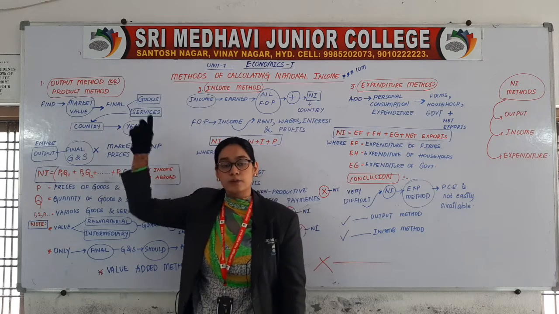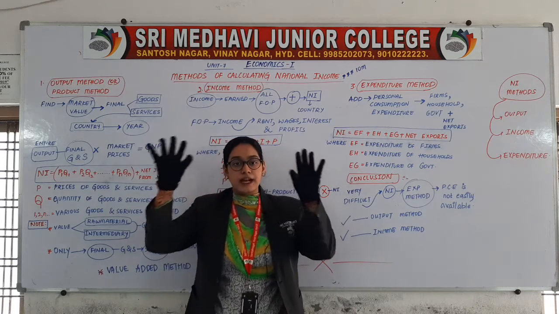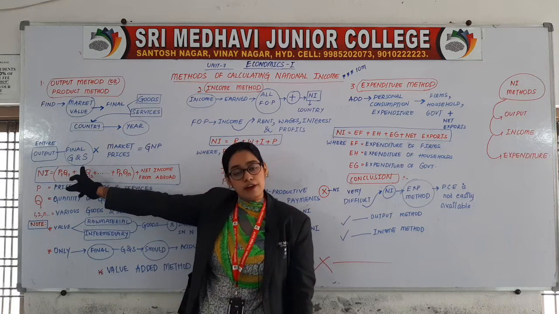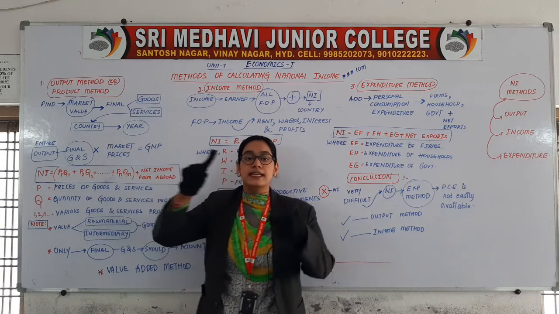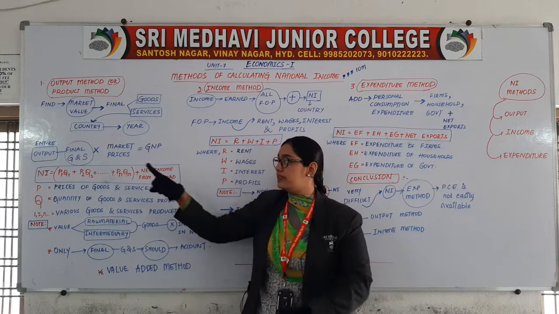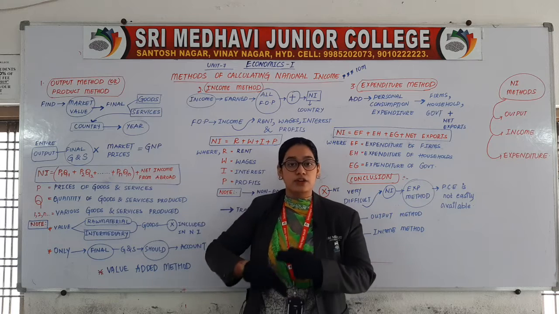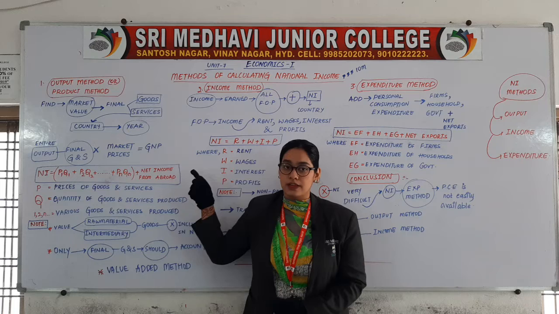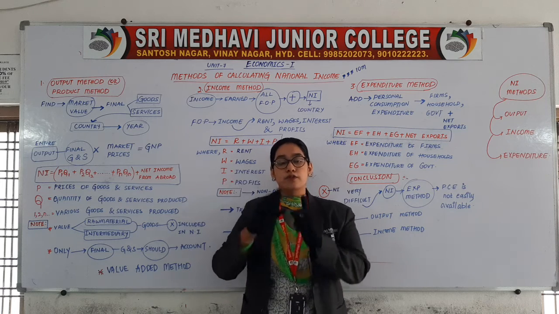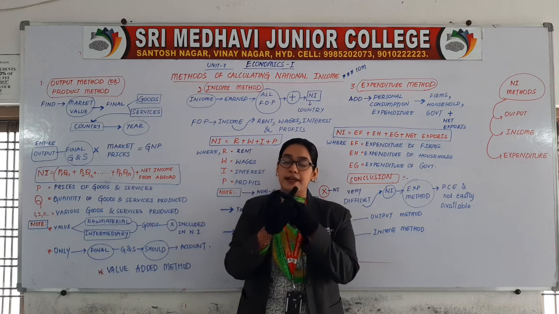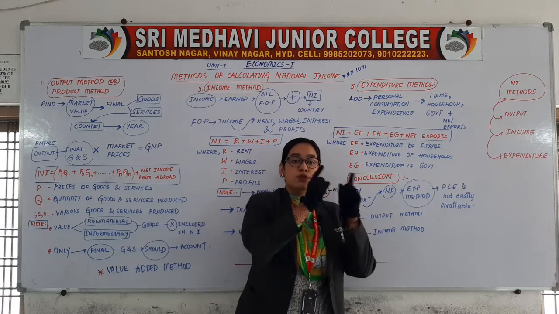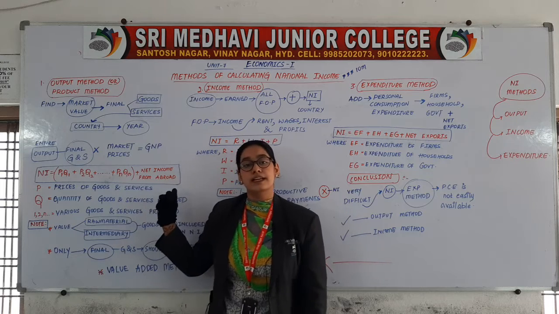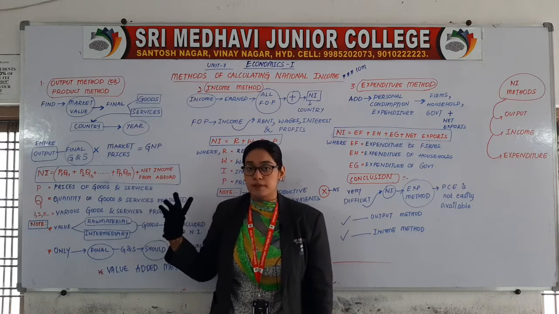What we are doing in output method? The entire output of all final goods and services is multiplied with their market prices in order to get the gross national product. Okay, the entire output of goods and services is multiplied with their market prices to get the gross national product. What is the formula for calculating national income through output method?